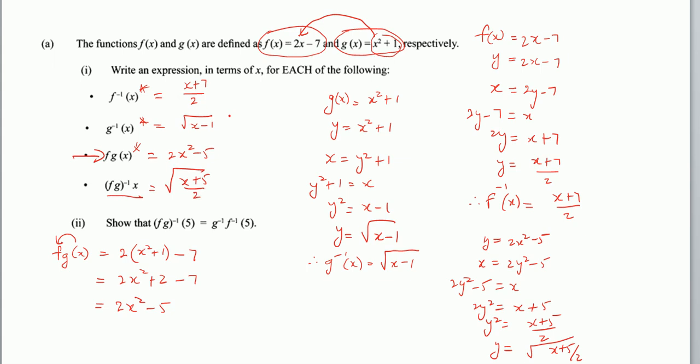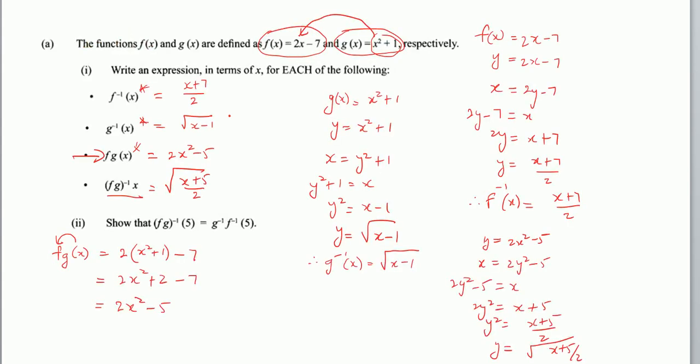Alright, this probably would have given students some trouble, but as you can see, it's pretty straightforward. Let's do the last part. I'll write this on the next page actually. Fg inverse x. So we have fg inverse of 5 is equal to g inverse f inverse of 5.